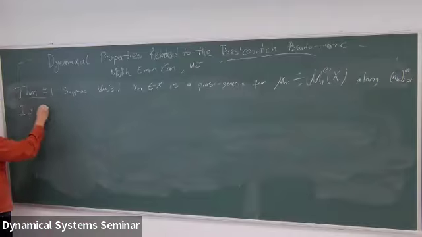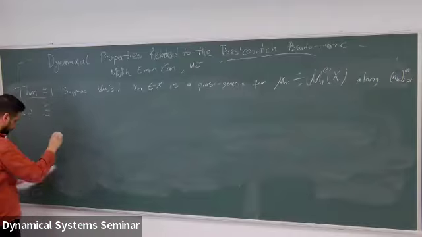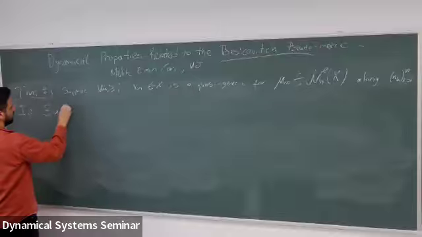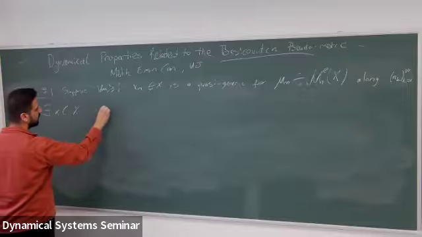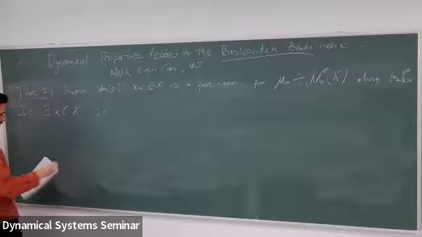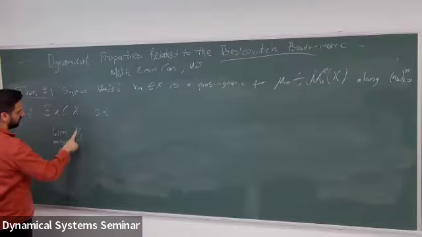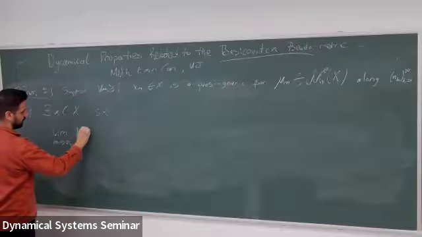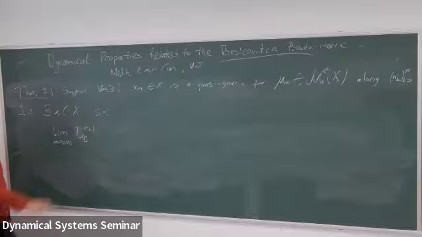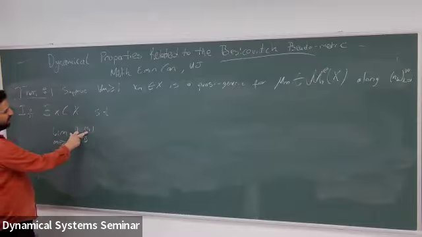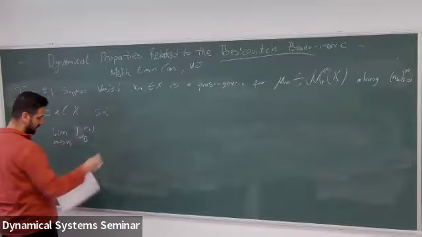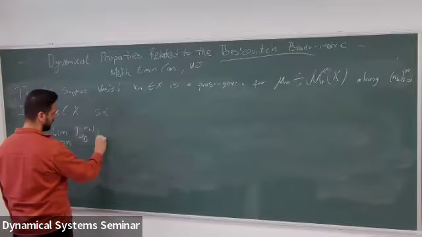If there exists a point x in X such that this limit, which we call the Besicovitch pseudo-metric along the subsequence, I will write it down explicitly.